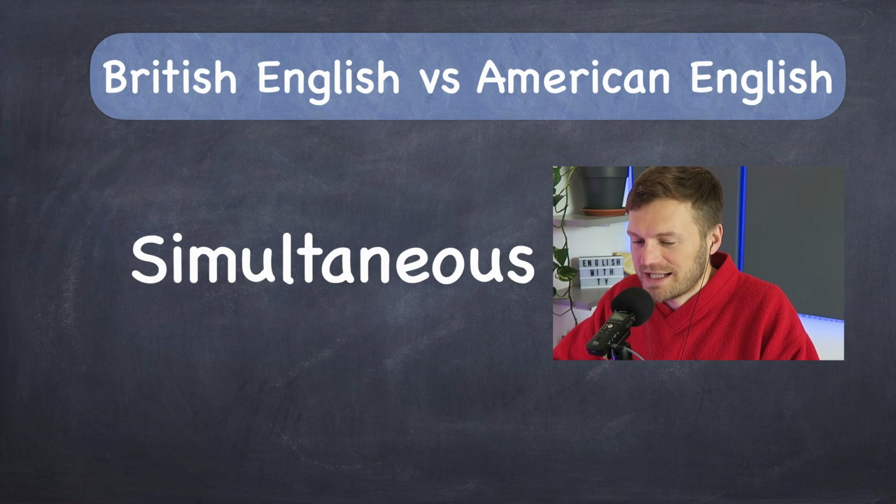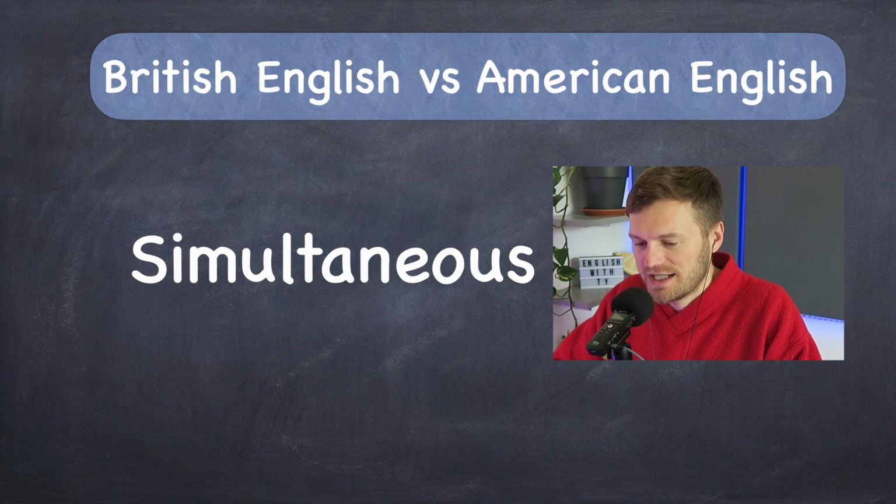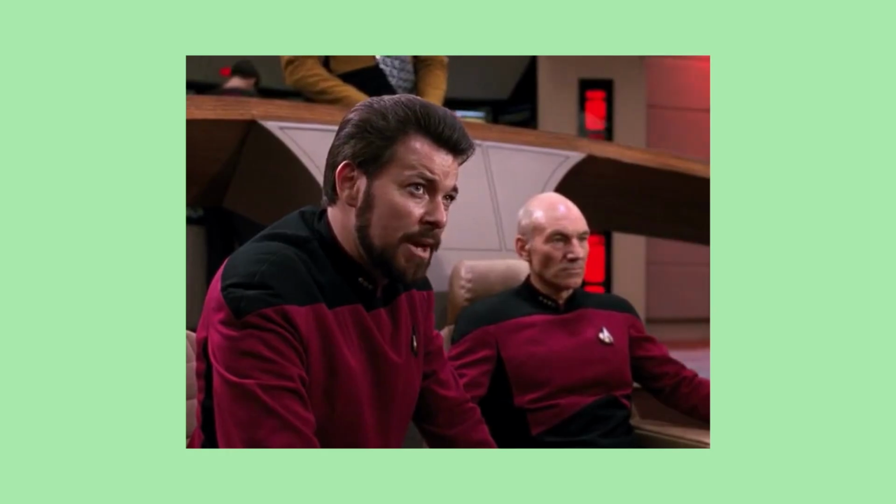The next word is spelled S-I-M-U-L-T-A-N-E-O-U-S. And in British English, it would be pronounced simultaneous. And I want to emphasize the I again at the beginning. Whereas in American English, it would be more like simultaneous. So the I would be again pronounced like an I.